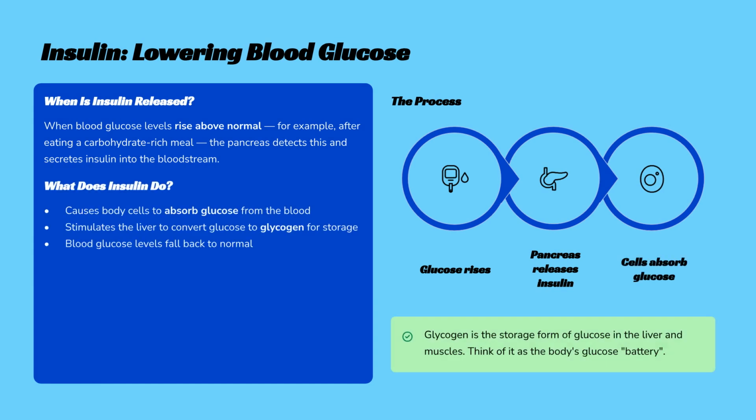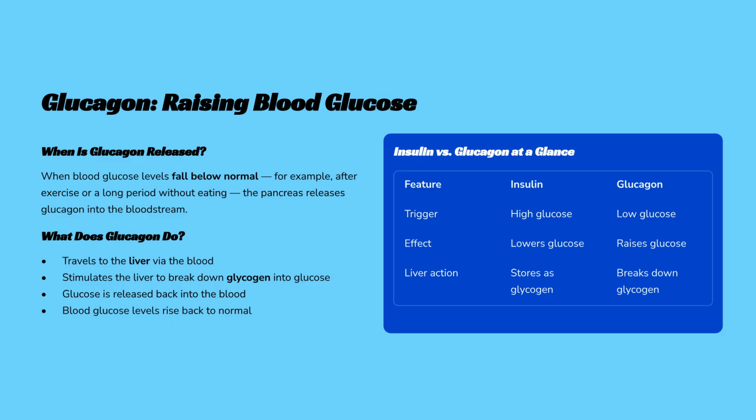It causes body cells to absorb glucose and stimulates the liver to convert glucose to glycogen for storage, returning levels to normal. Glucagon is released when blood glucose levels fall below normal, such as during exercise. It travels to the liver, stimulating it to break down stored glycogen into glucose, which is then released back into the blood, raising glucose levels.